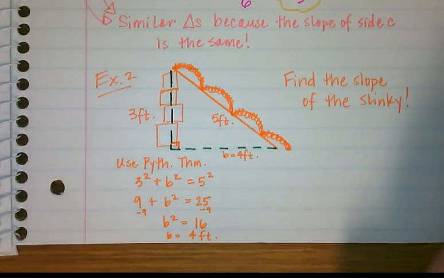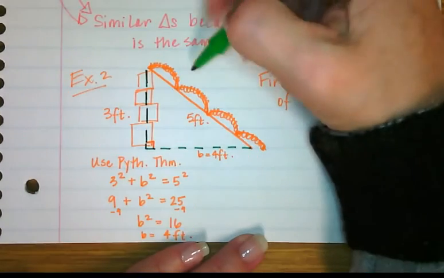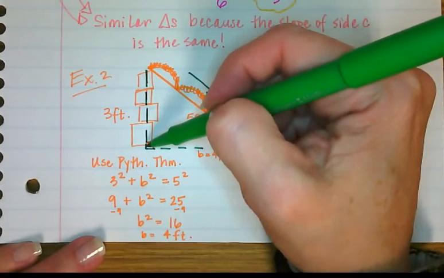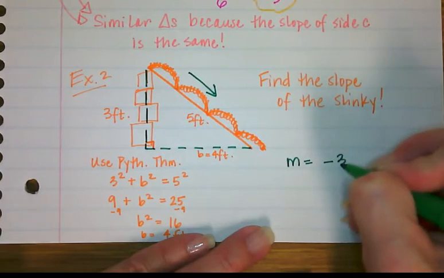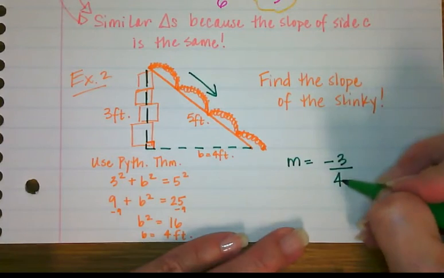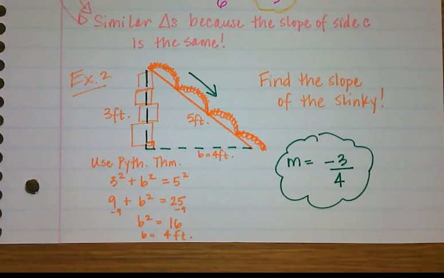So now we're asked to find the slope of the slinky. So again, the slinky's movement is down. So we are going down 3. So whenever we go down, it's negative. And we're going to go to the right 4. So that tells us that the slope of the slinky is negative 3/4.